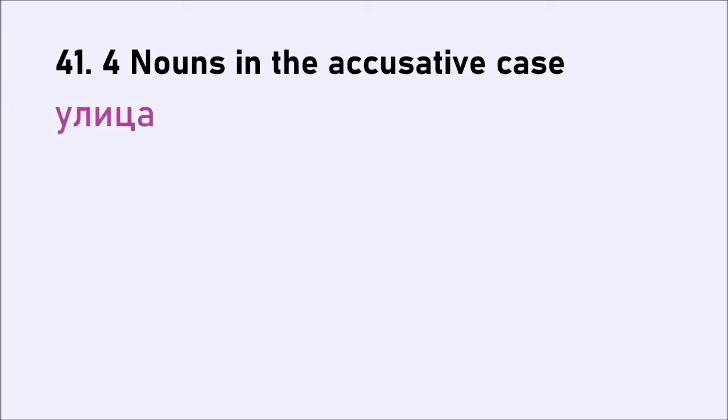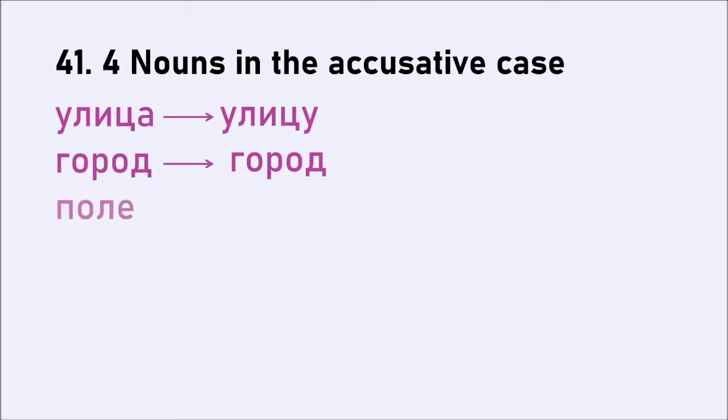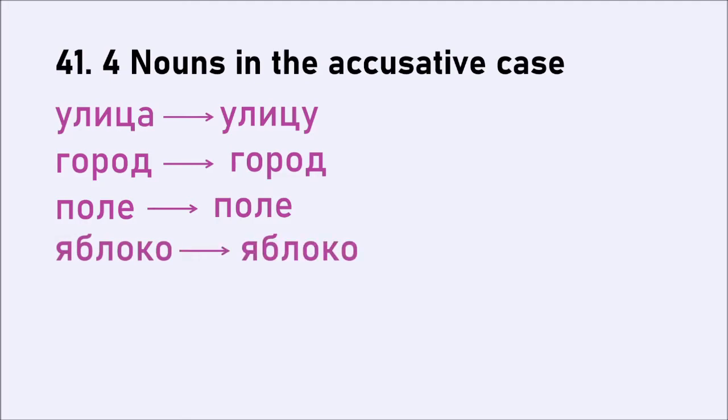Город. Consonant stays the same in the accusative case. Город. Я вижу город. All right? Поле. Yes, it stays the same. Поле. Яблоко. Яблоко. Again, город, поле, яблоко, they're all inanimate and they're all not feminine, so we don't need to worry about declining them properly.